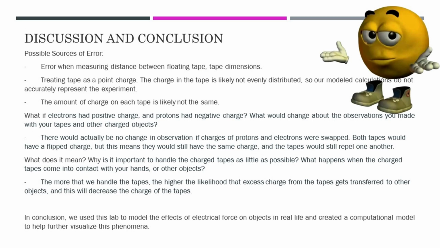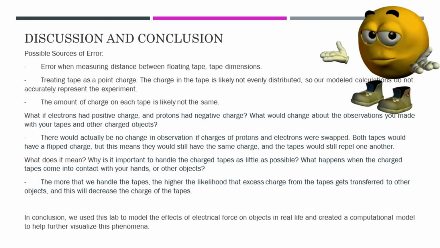Some possible sources of error for the experiment would be measuring the distance of the floating tape or the tape dimensions, and treating the tape as a point charge, since the tape charge is likely not evenly distributed, so our modeled calculations do not accurately represent the experiment. Also, the amount of charge on each tape is likely not the same.